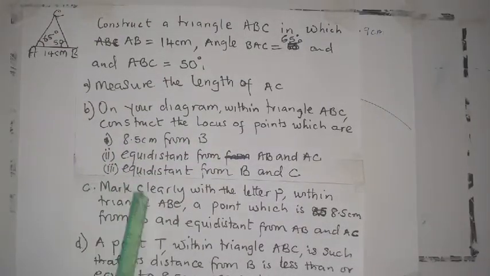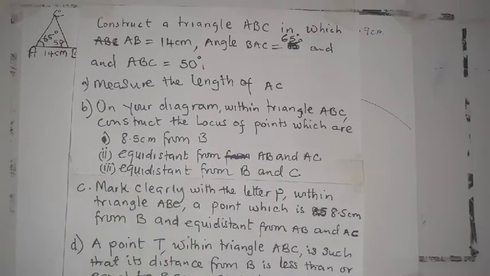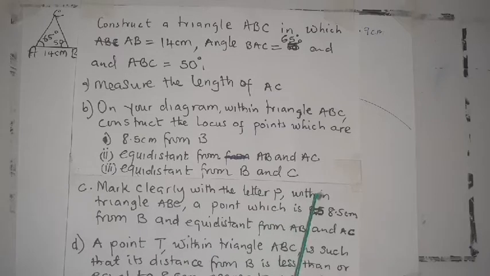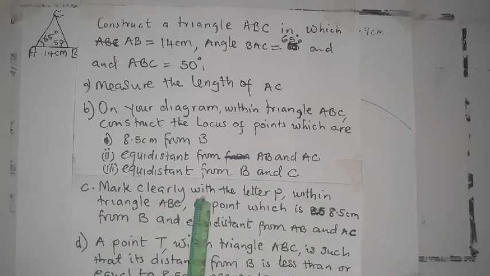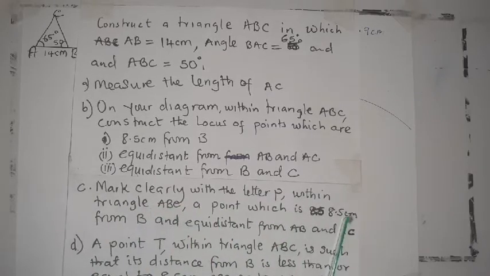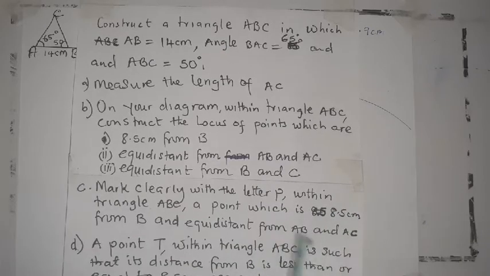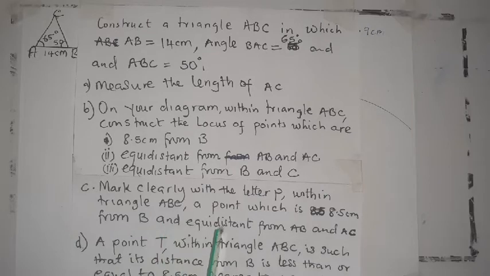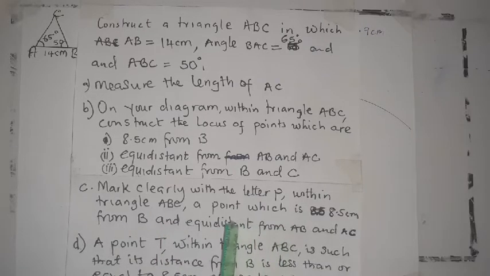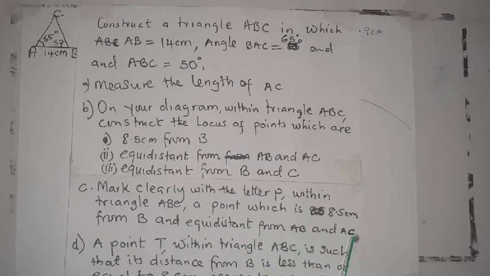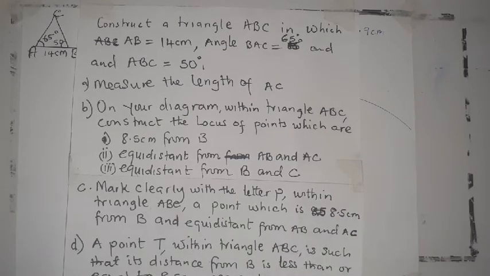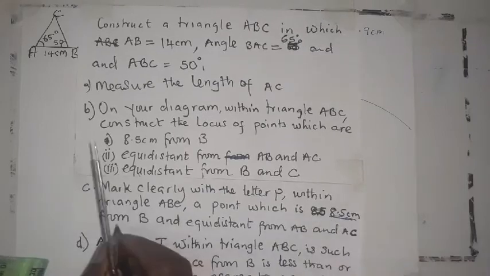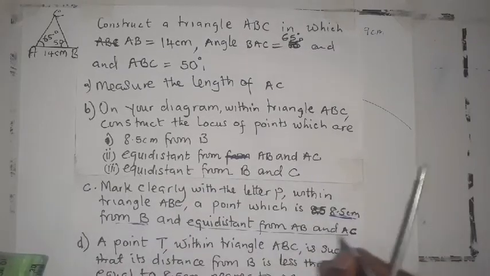Mark clearly with letter P, within triangle ABC, a point which is 8 centimeters from B and equidistant from AB and AC. Okay? So, what are we talking about? Just take note of this. 8 centimeters from B and this equidistance.